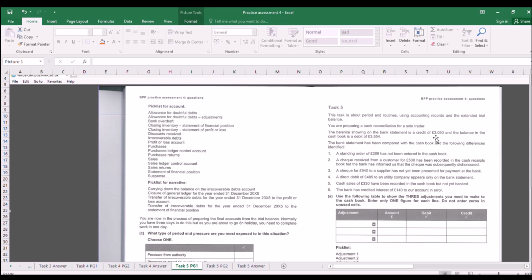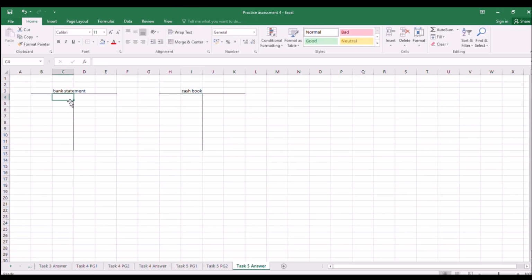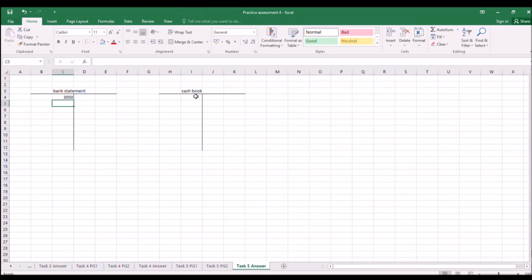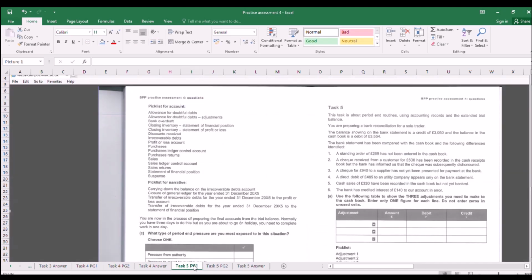Balance showing on the bank statement is, oh, there we go, straight away. Oh, so predictable. Bank showing on the bank statement is a credit of 3,050. Let's just drop that in as a debit of 3,050 and put it from our perspective rather than from the bank's perspective. The reason why it's a credit in there is because the bank owes us. The bank statement's always from the bank's perspective, so from our perspective it would be a debit. Okay, and the balance in the cash book is a debit of 3,554. Okay, something nice before we even started.